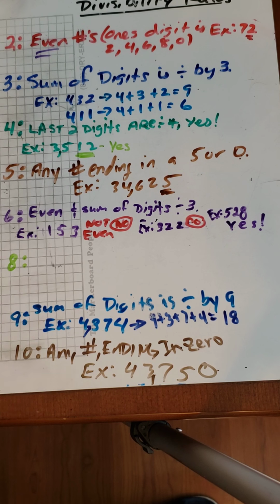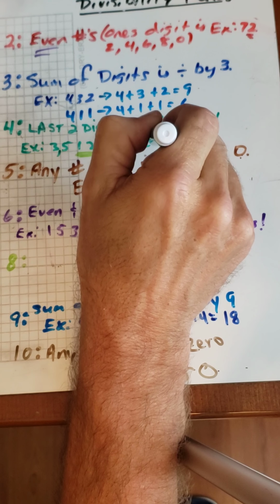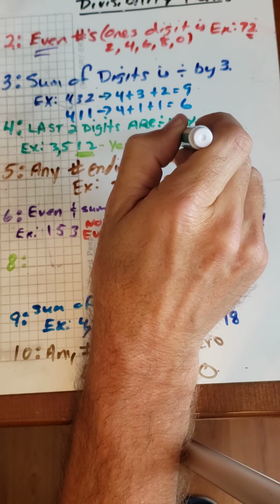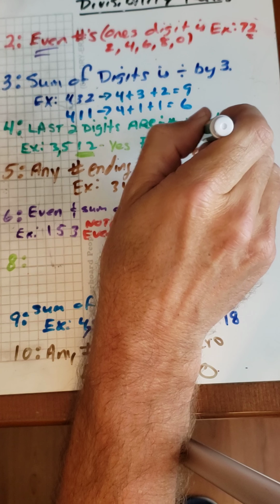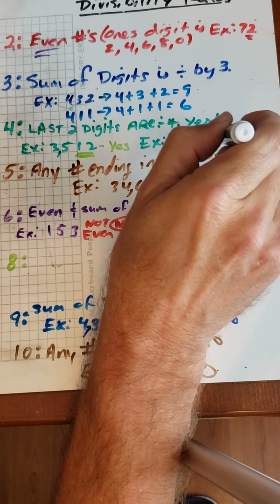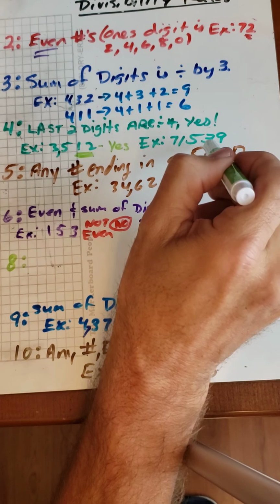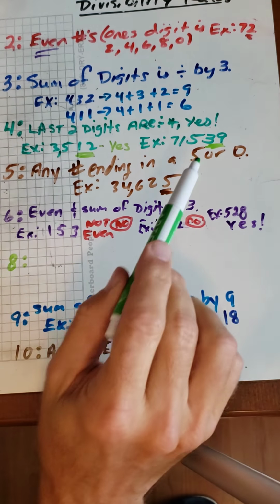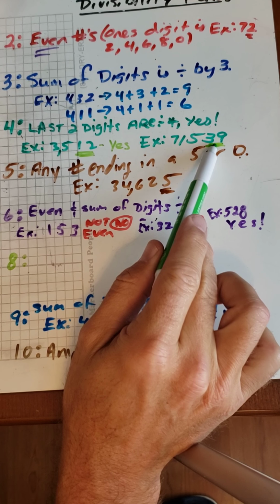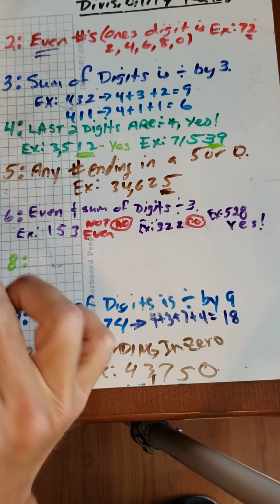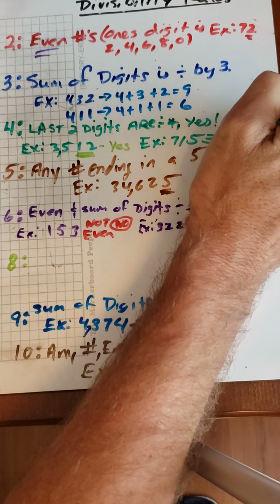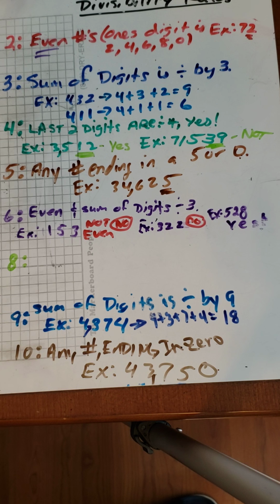Okay, so let me give you another example. Counter example. Here's an example. Okay, so for this example, let's go 71,539. Again, the only thing I look at are the last two digits. And the last two digits is 39. Is 39 divisible by 4? No. So then the whole thing is not divisible by 4. Okay? So that's a pretty easy one. You just look at the last two digits. If it's divisible by 4, then the whole thing is. If it's not divisible by 4, then the whole thing is not divisible by 4.